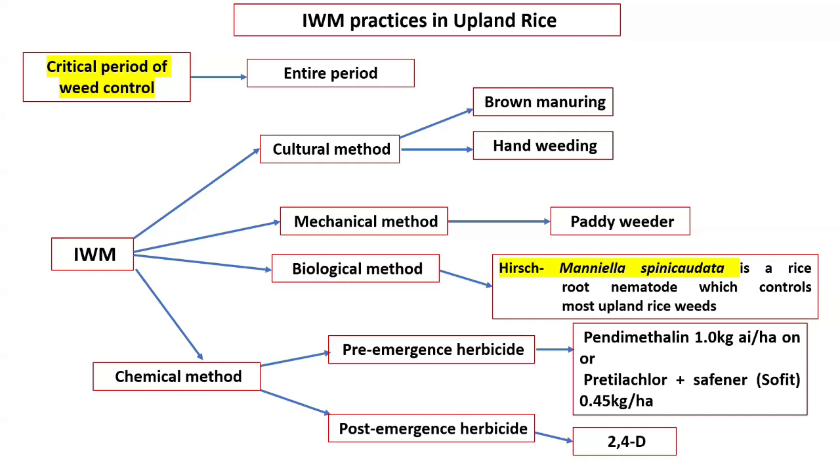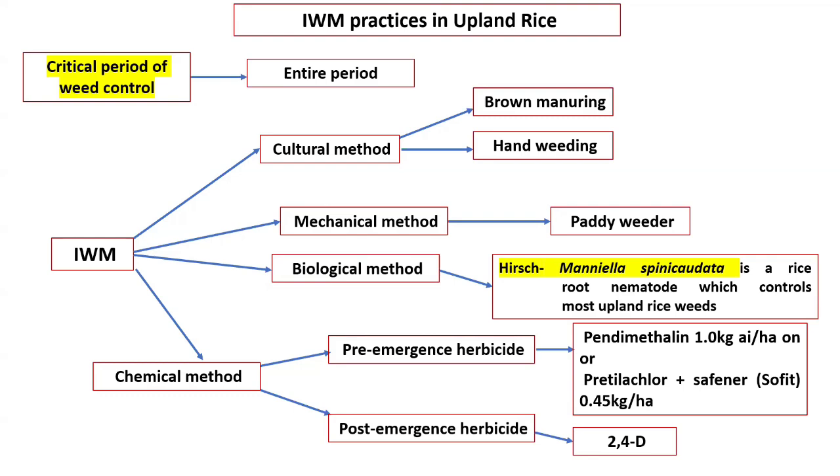Here we can go for lots of options under the cultural method. We can go for brown manuring. Brown manuring means that in between the rice rows, we sow dhaincha, and after 25 days, with an application of 2,4-D, we kill the dhaincha and mix it into the soil. That's called brown manuring. That's also one good option to control weeds. Side by side, there is hand weeding, and under the mechanical method, there is the paddy weeder.